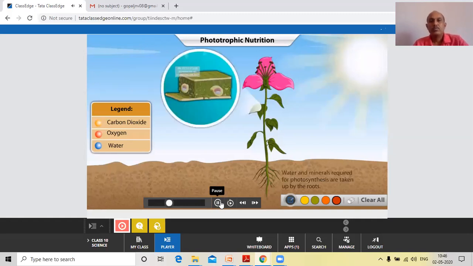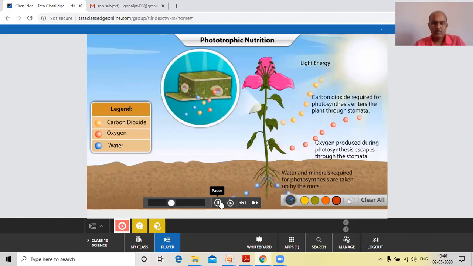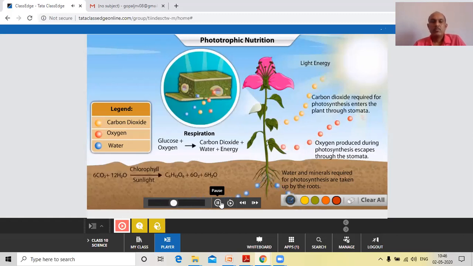The water and minerals required for photosynthesis are taken up by the roots, while openings on the leaves, called stomata, are responsible for the exchange of gases. The glucose is broken down during respiration to release the energy needed for life. In this process, plants take in oxygen and release carbon dioxide.